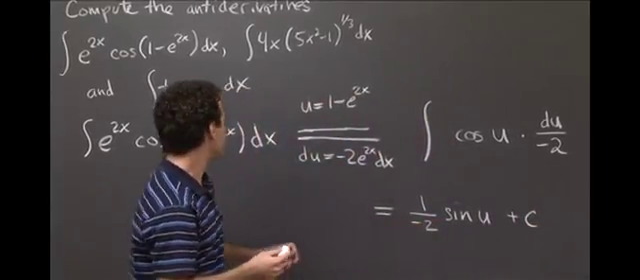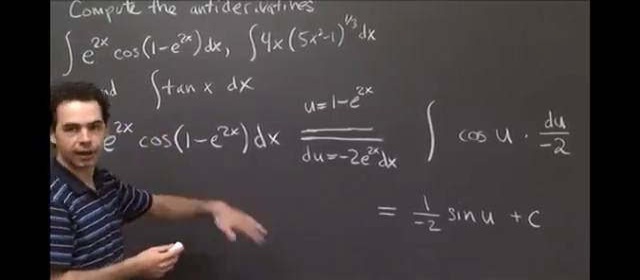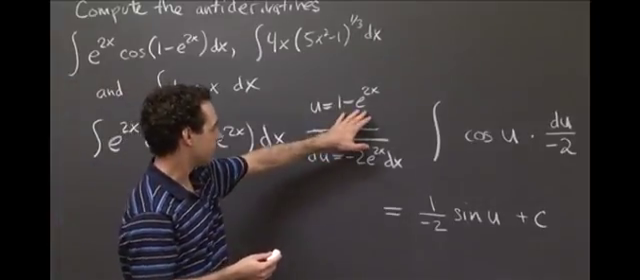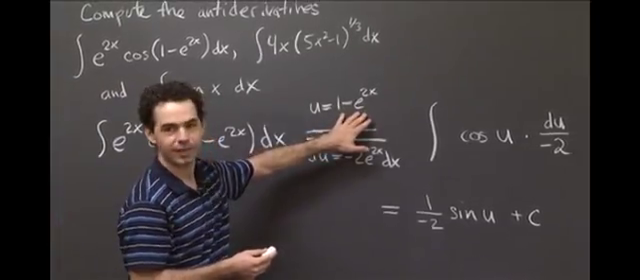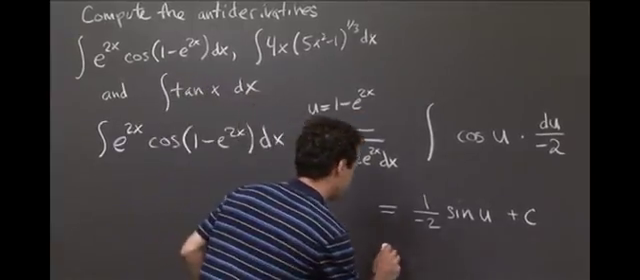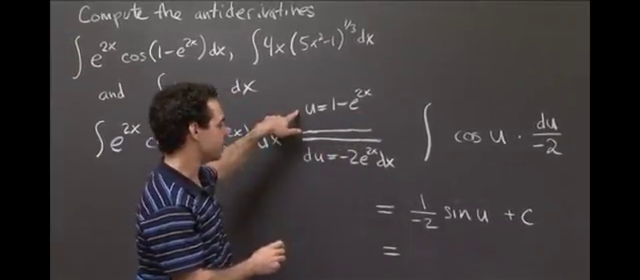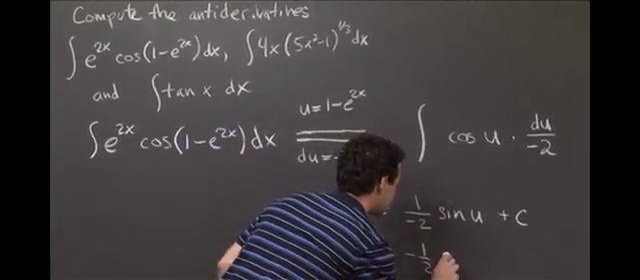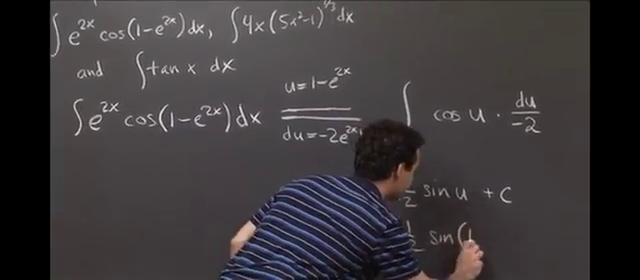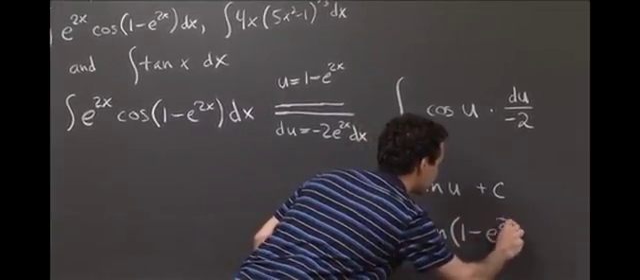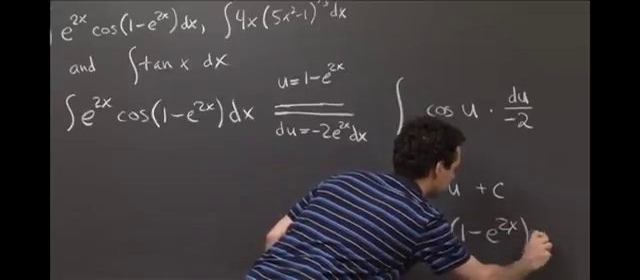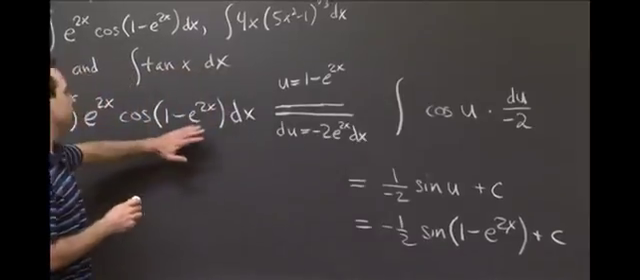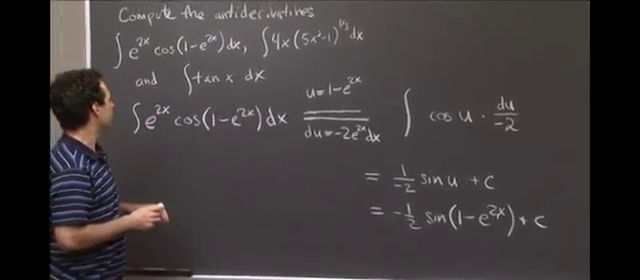And so, but my original function was in terms of x, so I want to bring everything back in terms of x. And so I need to substitute back in, get rid of u and replace it with x. So here I just go back to what my substitution was, and I replace all my u's with it. So this is minus 1/2 sine the quantity 1 minus e to the 2x plus a constant. All right, so this is the antiderivative of this first expression here.